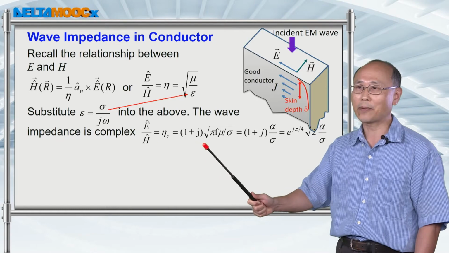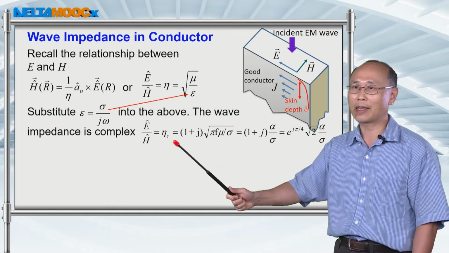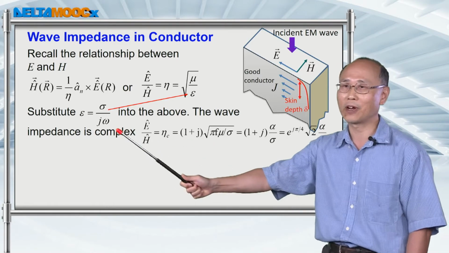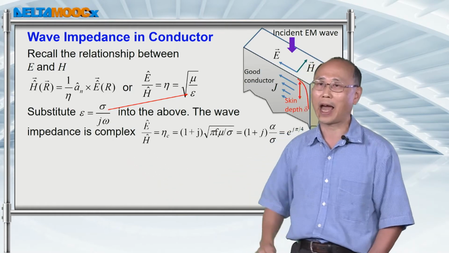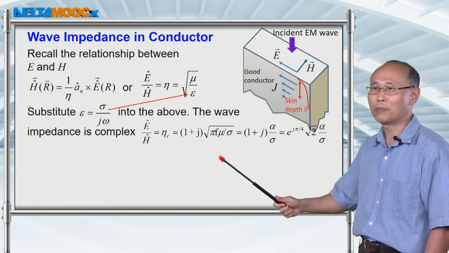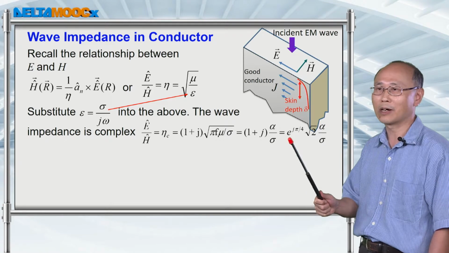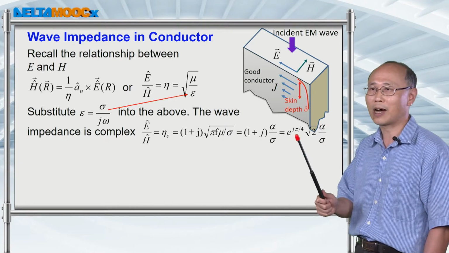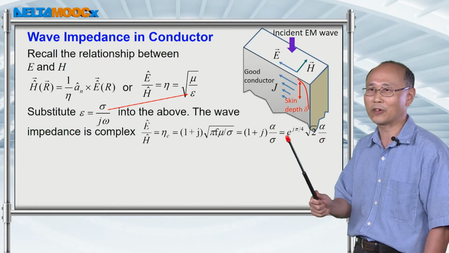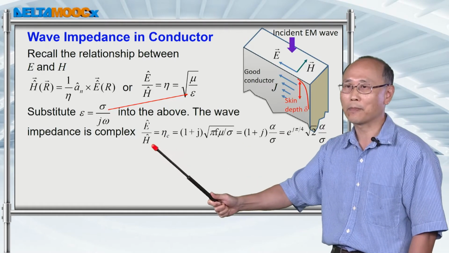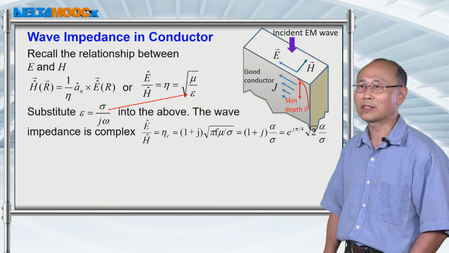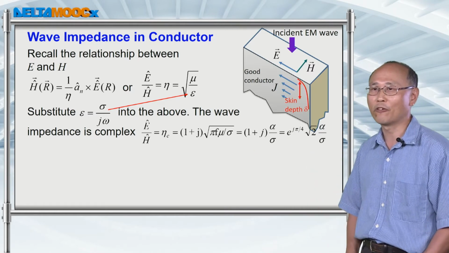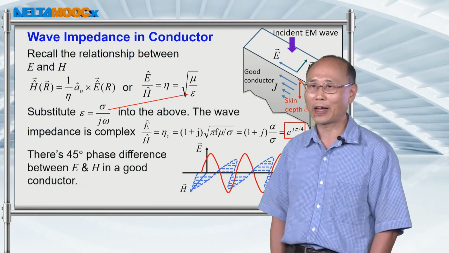Then we end up having this expression. Again, this 1 plus j comes from the square root of j in this epsilon. And so immediately you can write it into a phasor form, a complex exponential. Therefore, you have a phase difference between the electric field and magnetic field. And this phase difference is pi over 4, or 45 degrees.